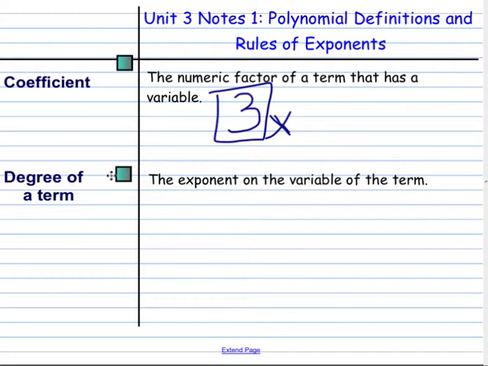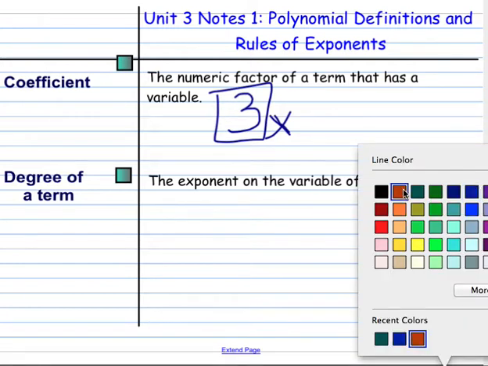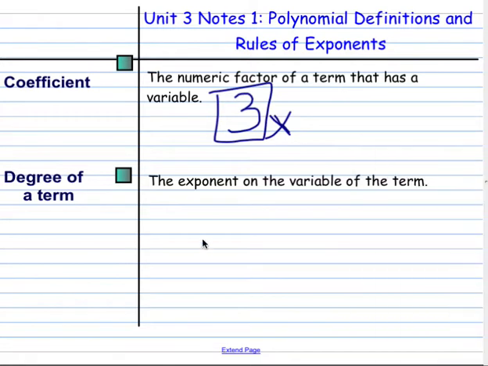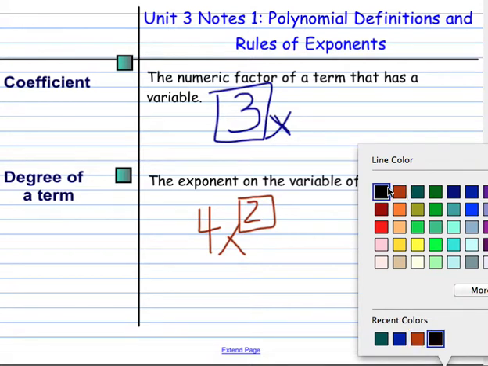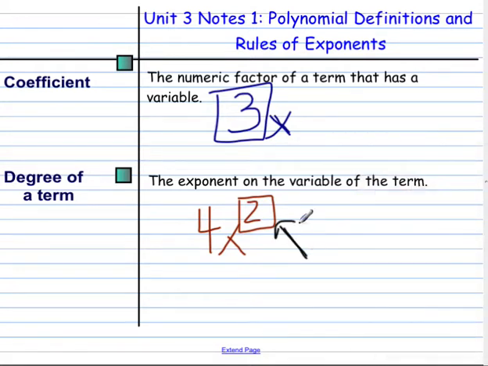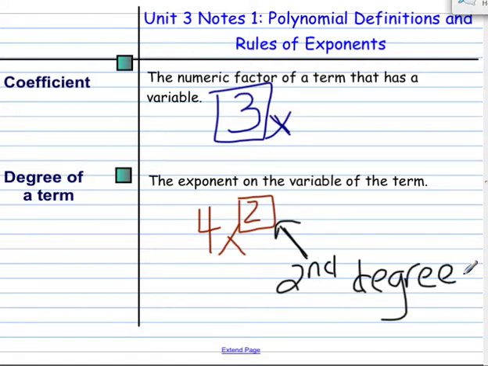Next, let's take a look at the degree of a term. The degree of a term is the exponent on the variable of the term. An exponent is that little number that it's raised to. Let's say we have something like 4x squared. The degree of the term would be that exponent. Since it's a 2, we would say this is a second degree term. As I'm going through these, I want you to write your own example: write your own term, then tell me what the degree is going to be.